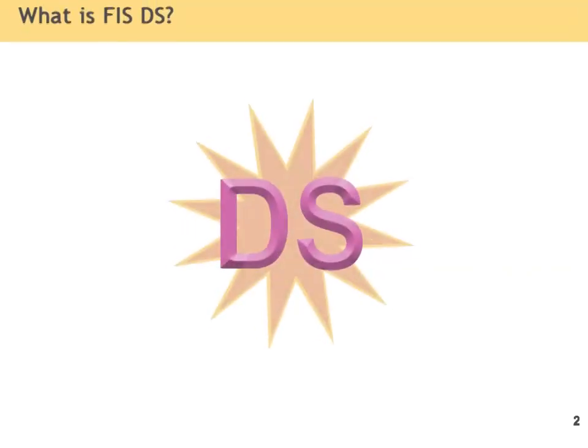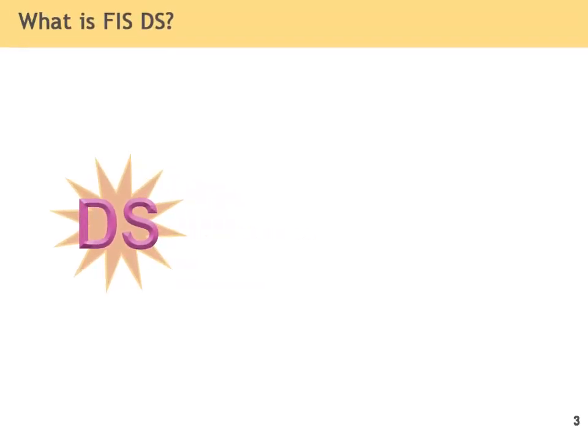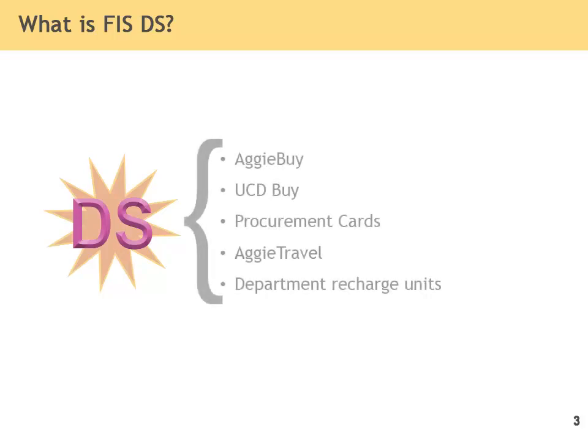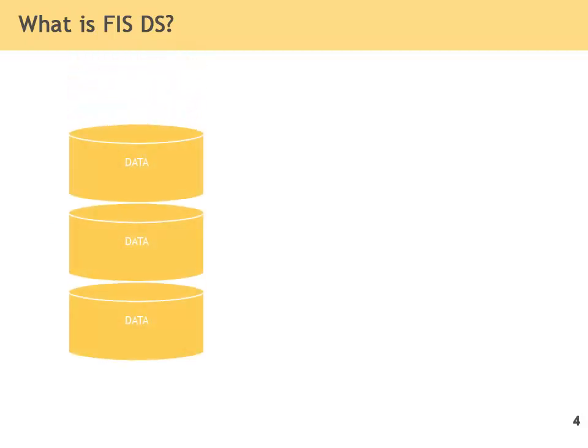FIS Decision Support, also known as FIS DS, is the web-based reporting component of Kowali, the UC Davis financial system. FIS DS also contains transaction information from Aggie Buy, the procurement cards, university travel system, Aggie Travel, and department recharge units that feed changes directly into DS. FIS DS can run over 400 reports for all your needs.